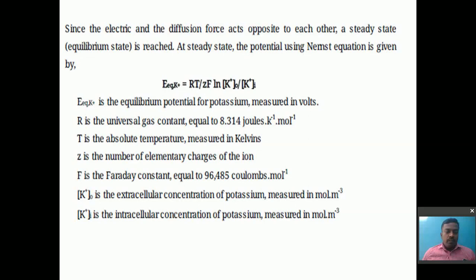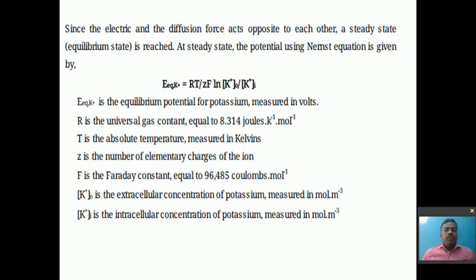Z is the number of elementary charge of the ion. Then F is the Faraday constant, equal to 96,485 coulombs. Then K plus O is the extracellular concentration of potassium, measured in mole per meter cube. Then K plus I is the intracellular concentration of potassium.